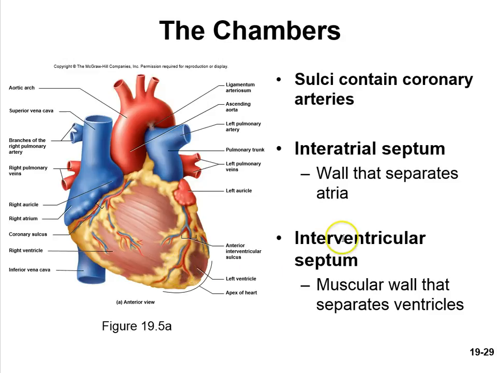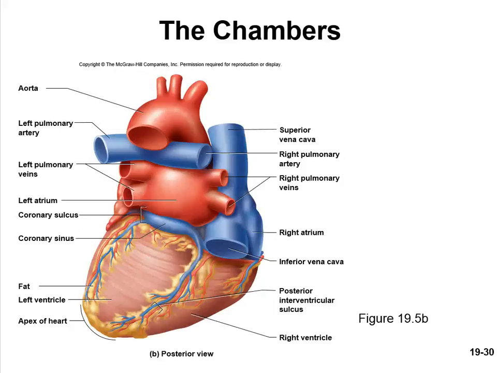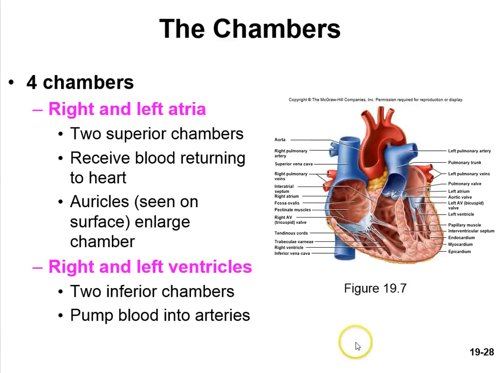In the middle, there's an interatrial septum. That's the wall that separates the atria, and an interventricular septum, which is the muscular wall that separates the ventricles. That wall will be important in terms of contraction later on when we talk about that. So I'll go back to this picture. Here's the interatrial septum here, and the interventricular septum here.